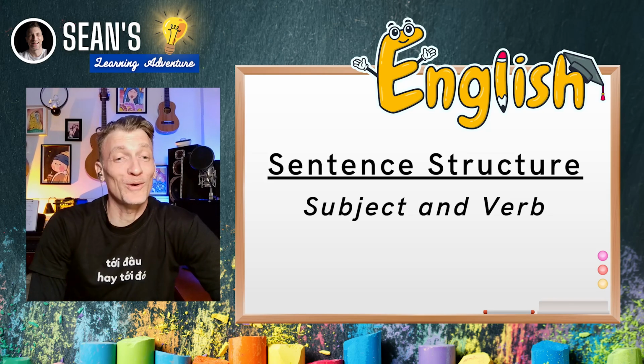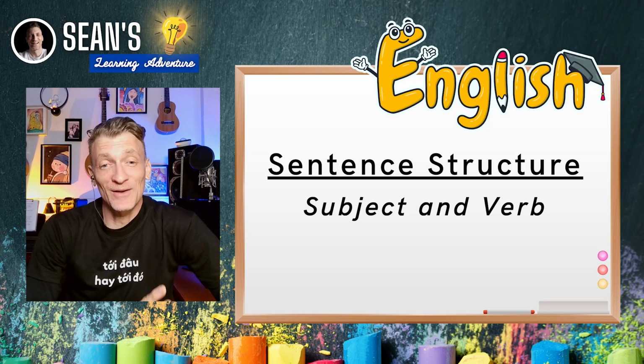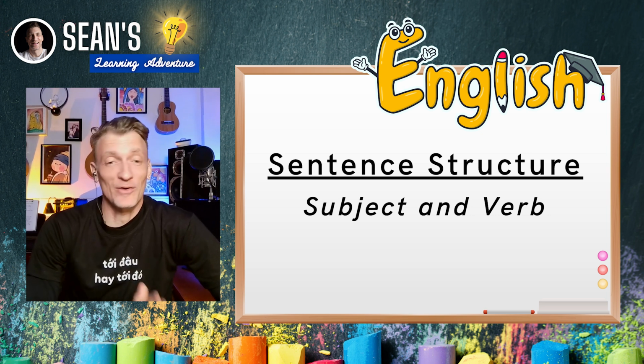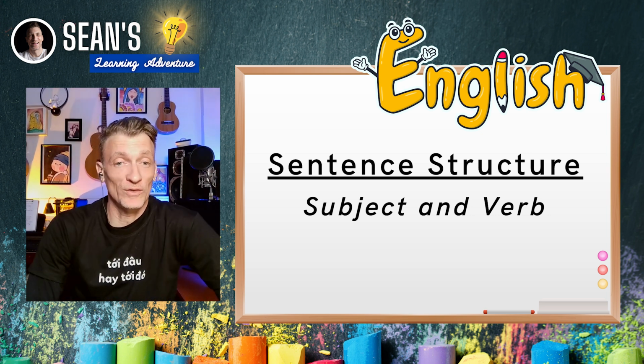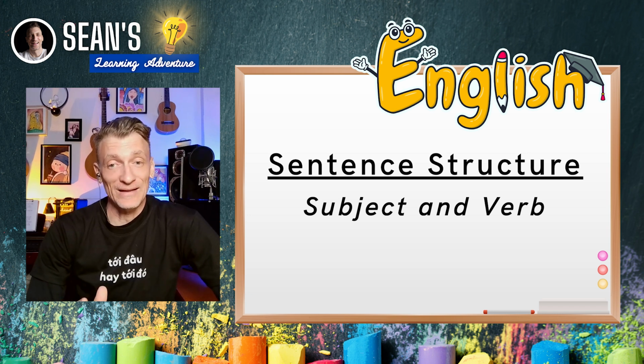Now this week, we're learning about some grammar. This is all about subject and verb agreement. What is subject and verb agreement? Well, in English we have this rule. The subject and the verb need to agree.